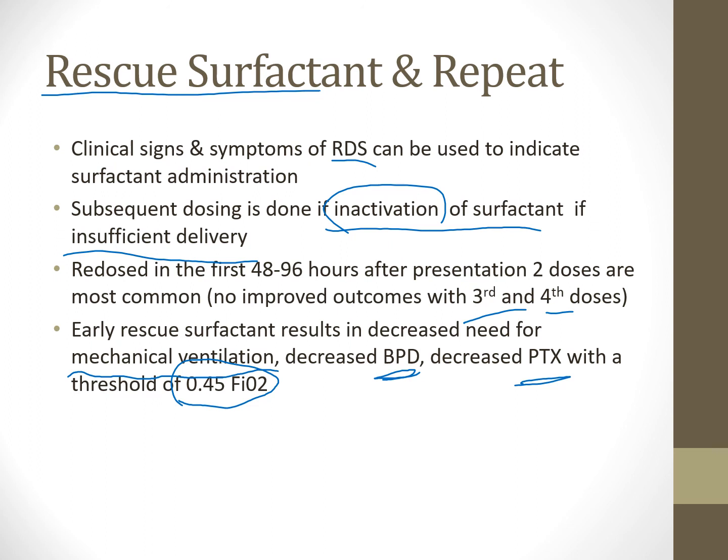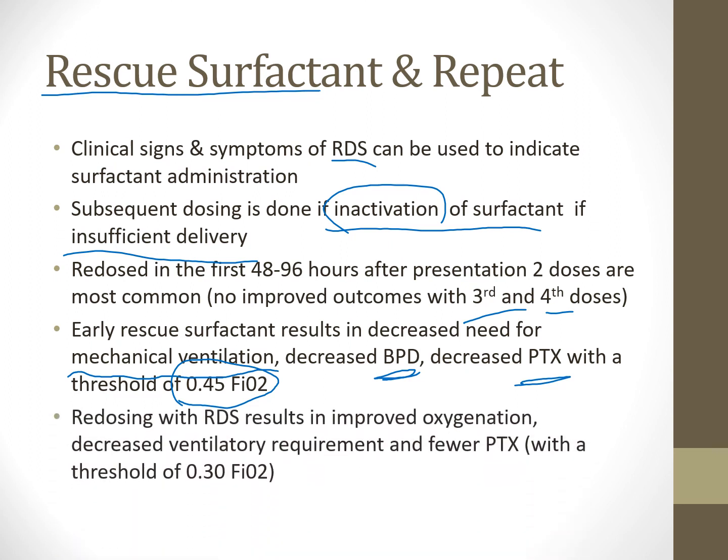So what this is saying is, if a baby's FiO2 is around 0.45, that's when we would trigger, let's go ahead and give them a surfactant dose. They have high oxygen requirements, 0.45 or more, let's go ahead and give them surfactant, right? And that reduced mechanical ventilation, BPD development, and pneumothoraces, right? All using a threshold of 0.45. It's pretty darn good.